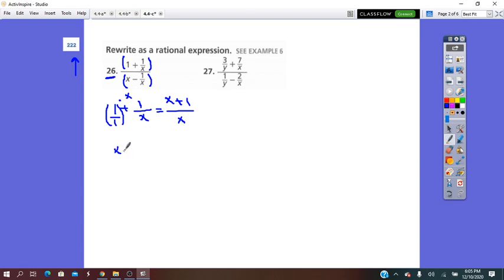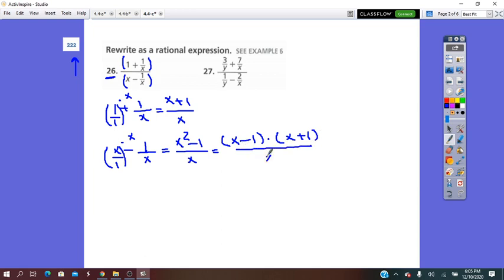Denominator, x minus 1 over x. Make it a fraction with the same denominator x, so times x, equals x times x, x square minus 1 over x. And x square minus 1 is a difference between perfect squares, so we can factor it into x minus 1 times x plus 1 over x.